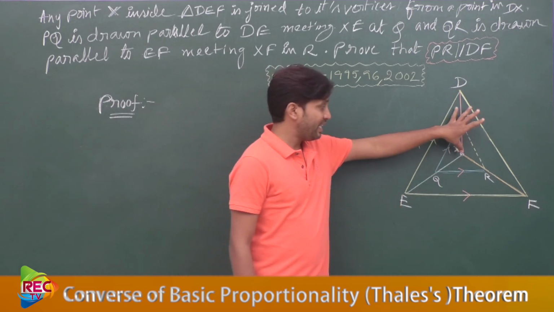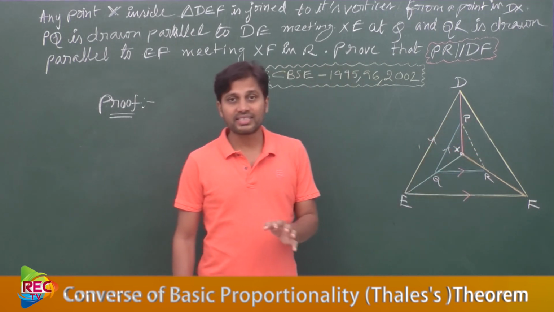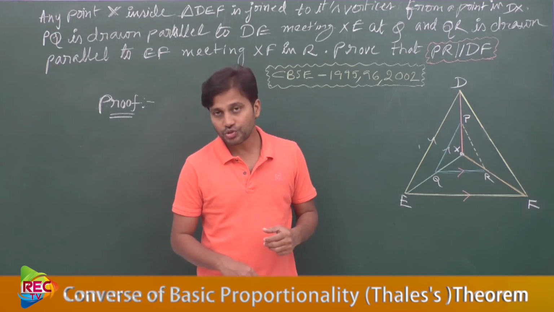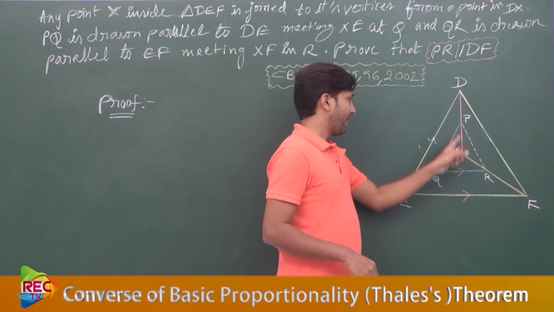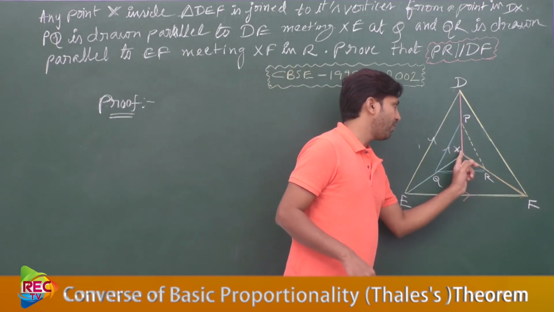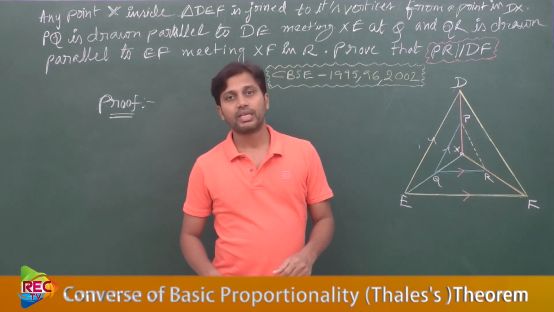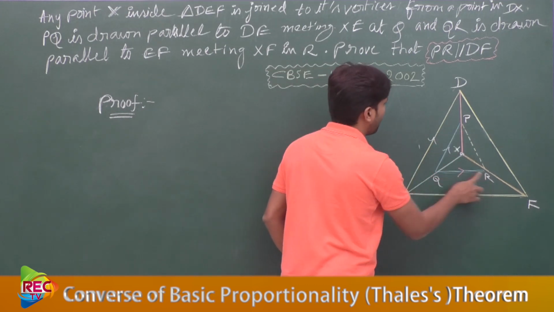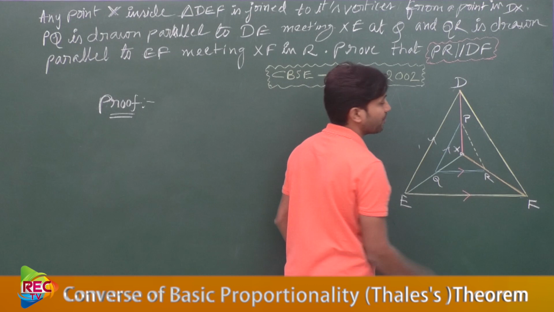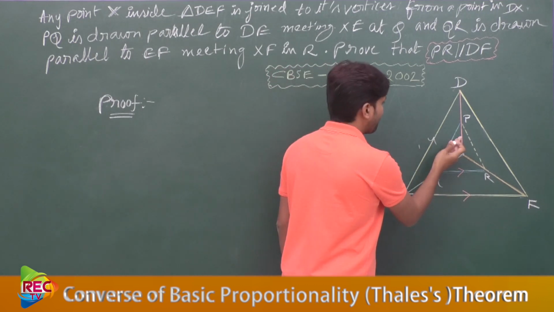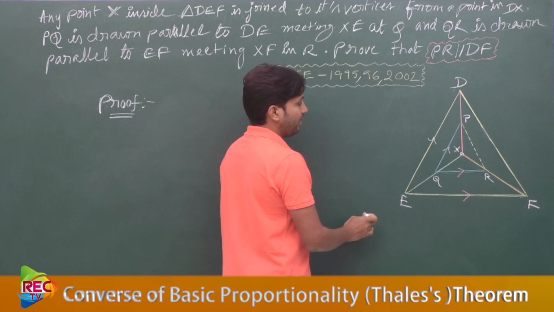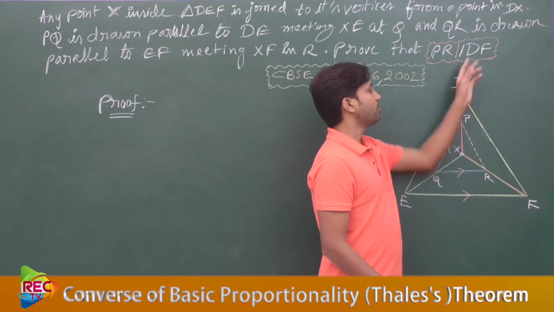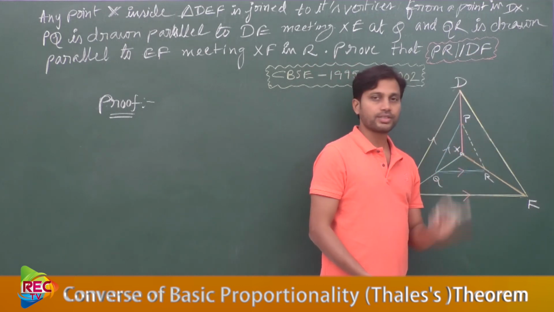Now these lines XD, XE, XF are separating the bigger triangle into three small triangles. What are those triangles? Let us figure out: XDE, XEF and XFD. P, Q, R are points on XD, XE, XF. We are given that PQ is parallel to DE and QR is parallel to EF, and we need to show that PR is also parallel to DF. That means this is also parallel to this.